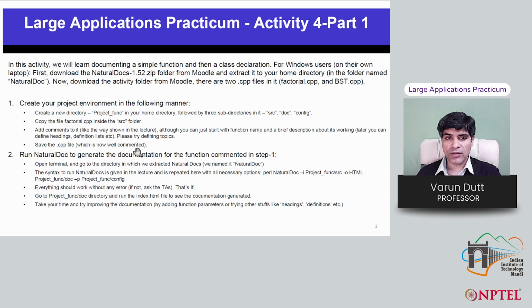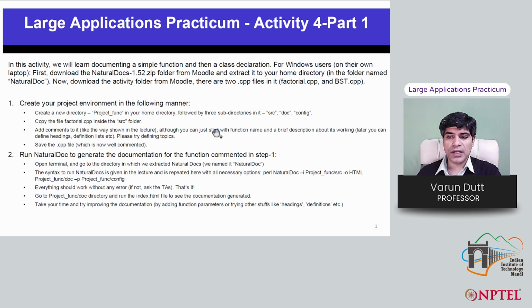And now is the time for activity. In this activity, we are going to try downloading and installing Natural Docs, which we have already done, and I have shown you how to do it. And then we need to create a project. We need to create the 3 folders. We need to define the path to them in the config folder, in the project file, and then copy the factorial CPP in the source or the SRC folder as I did.